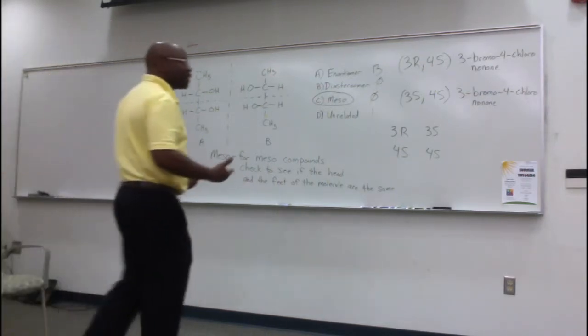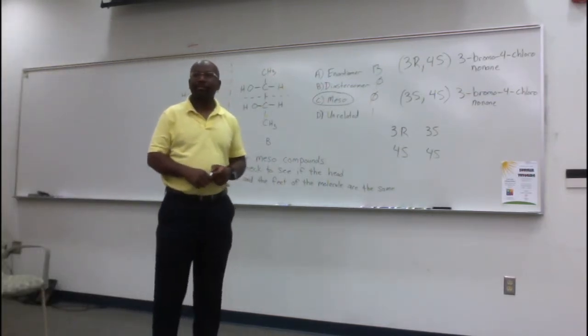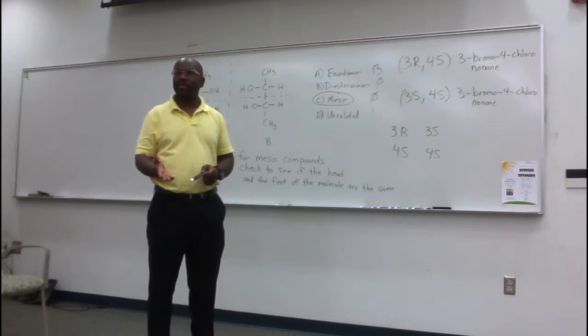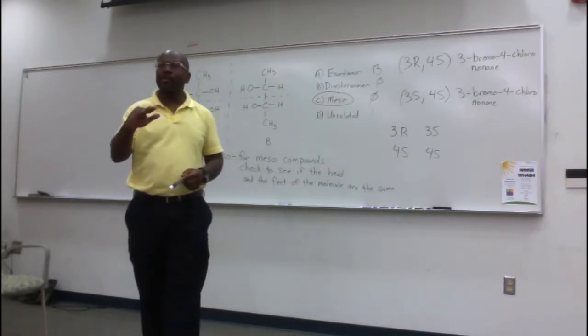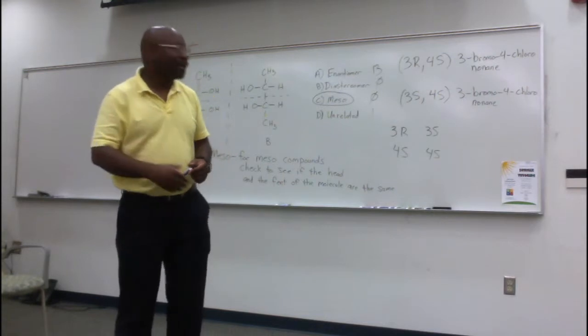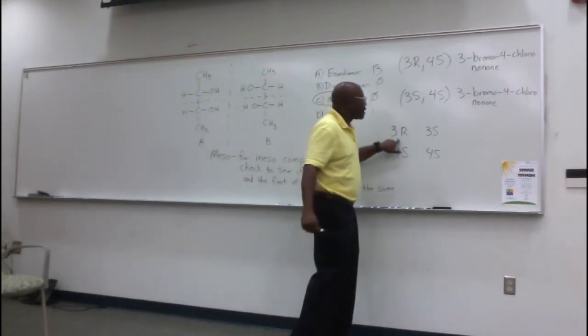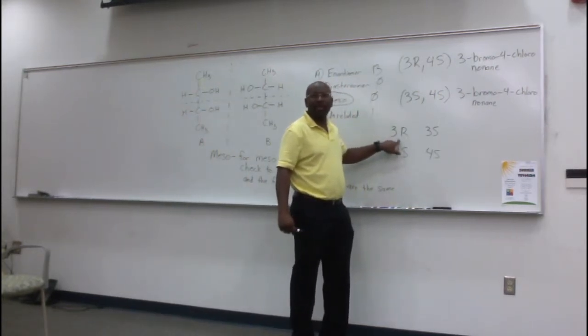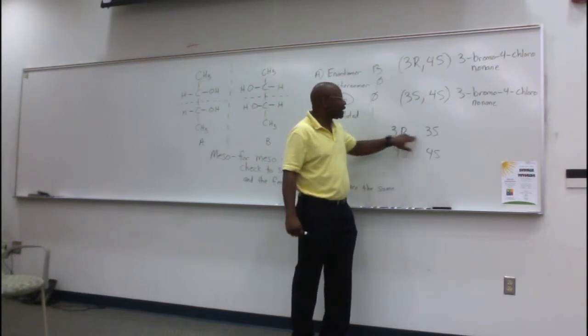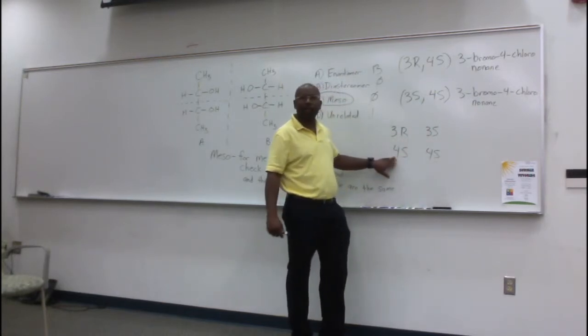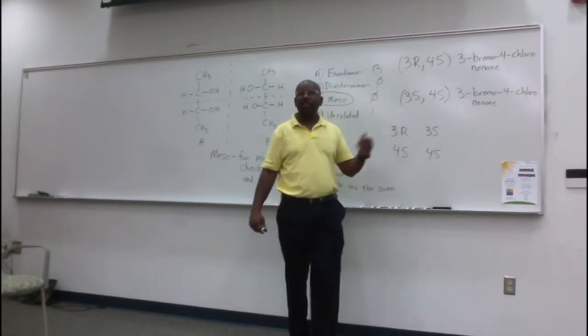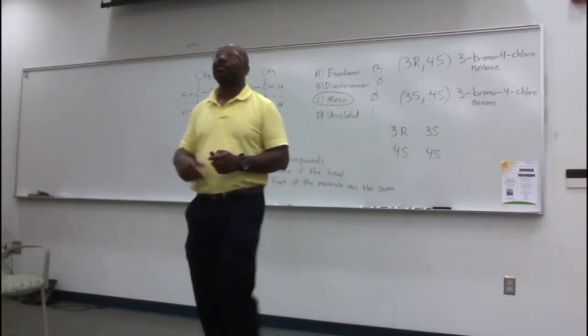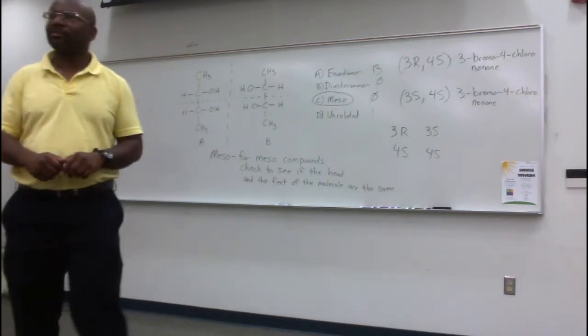Are they diastereomers to each other? What happens in diastereomers? One of the groups will be a mirror, and the other one will be the same. Notice right here we mirrored carbon number 3. That went from R to S. What happened to carbon number 4? It stayed the same. The relationship between those two molecules will be diastereomers.